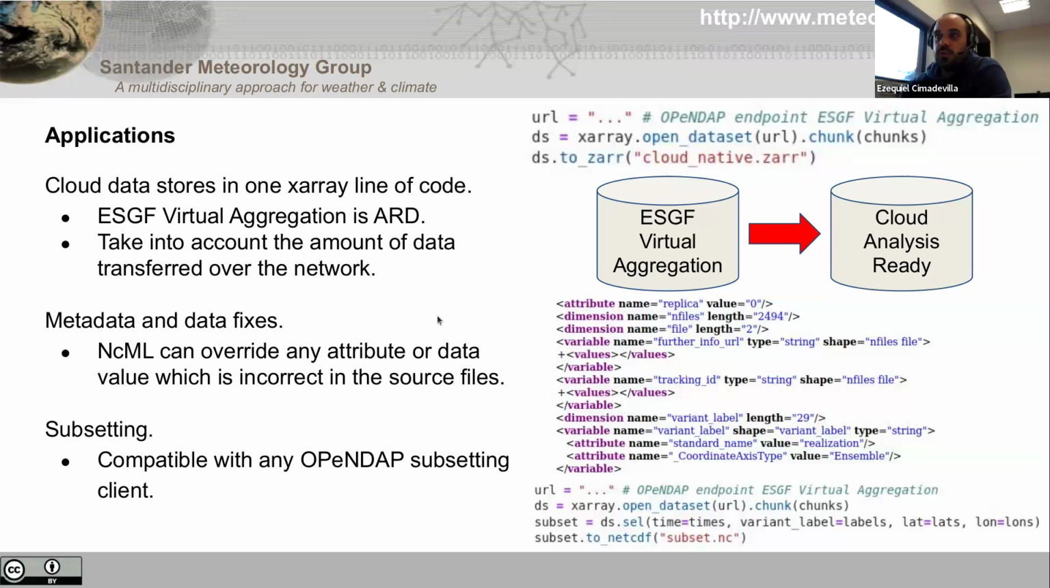Also, I think this could be useful as a way of fixing metadata and data in the ESGF rather than overwriting the files. An NCML file can be created for the netCDF file which contains errors, and NCML allows overwriting any of the dimensions, attributes and data values. So this could be useful for fixing some of the data in ESGF. And because the ESGF Virtual Aggregation offers analysis-ready data, I think this could be useful also for subsetting.